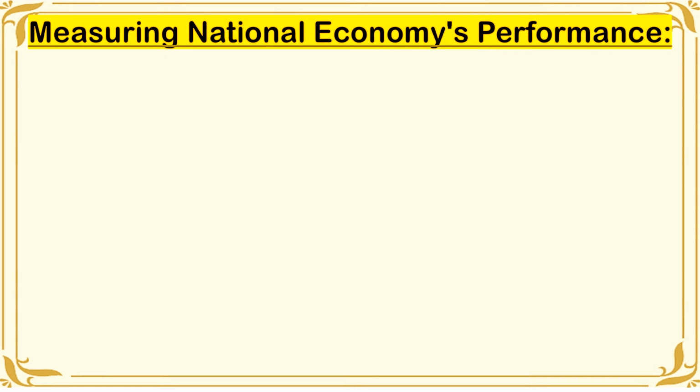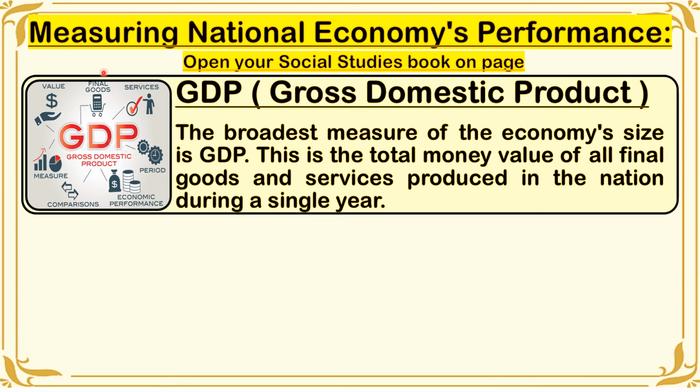Now class, please turn your books to page 73 and only highlight the ones that you can see in this slide. Measuring national economy's performance. GDP or Gross Domestic Product. The broadest measure of the economy's size is GDP. This is the total money value of all final goods and services produced in the nation during a single year.